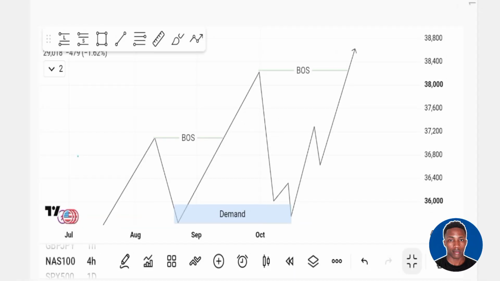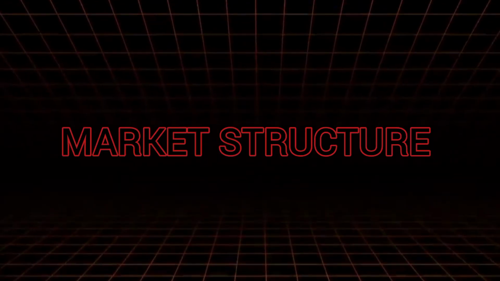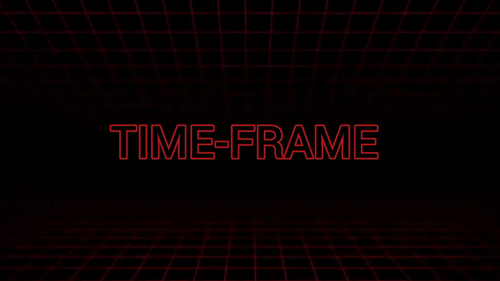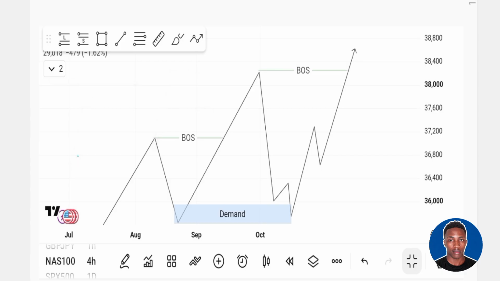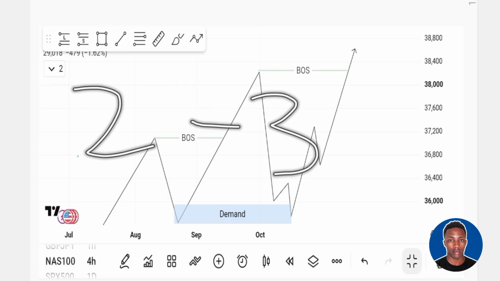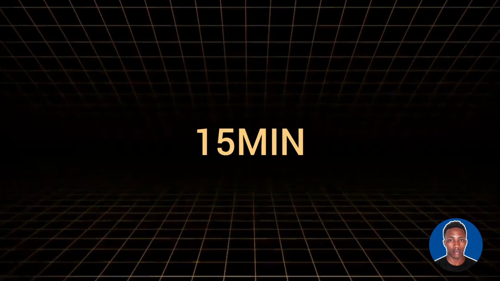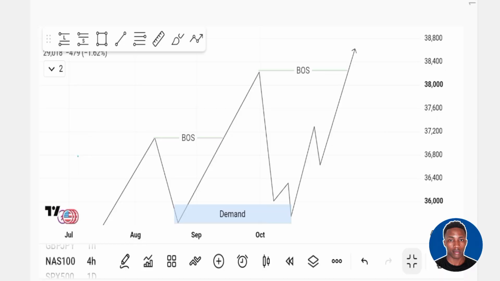The first thing that I want us to talk about is market structure. It doesn't matter how often this order block that I'm about to teach you works, if you don't understand market structure, it's not going to work. So the first thing that you need to understand is time frame alignment. What this means is you are going to connect 2 to 3 time frames to read what the market is showing. For this example, I'm going to connect the 4-hour time frame, the 15-minute time frame, and the 1-minute time frame.